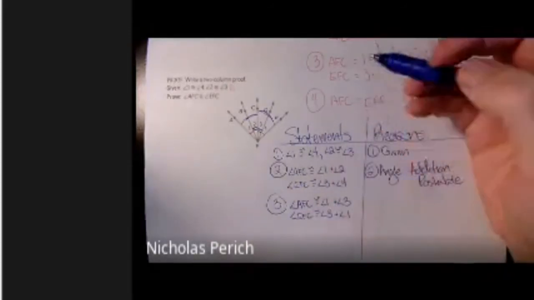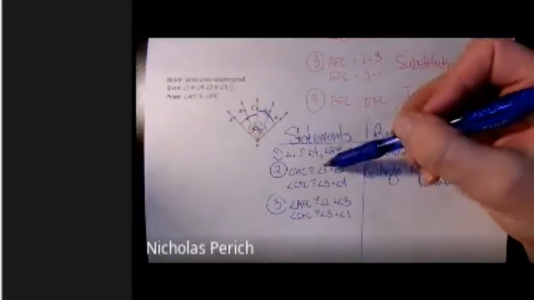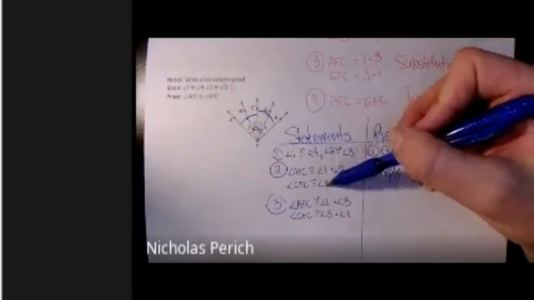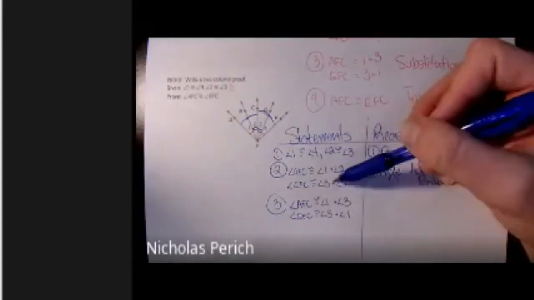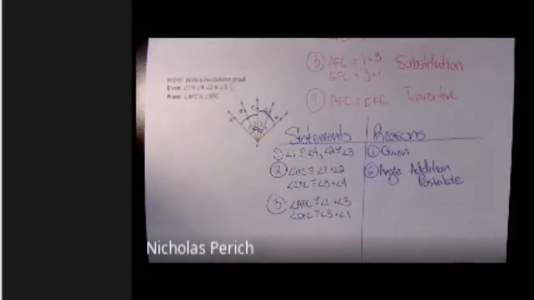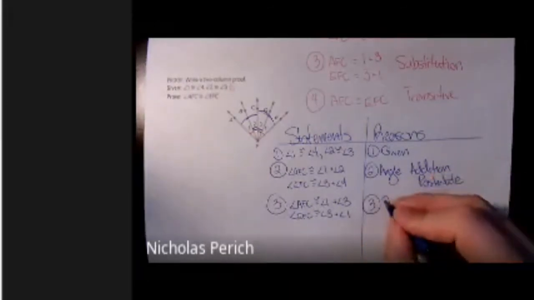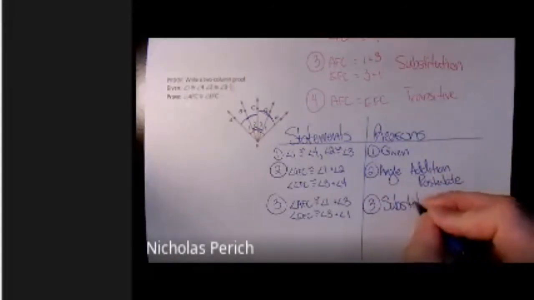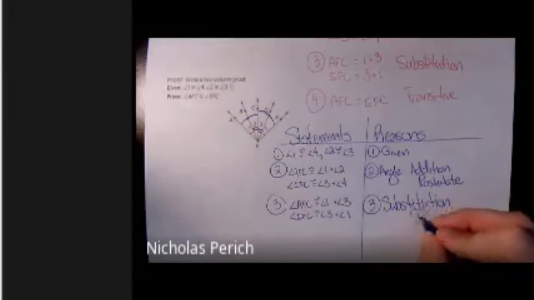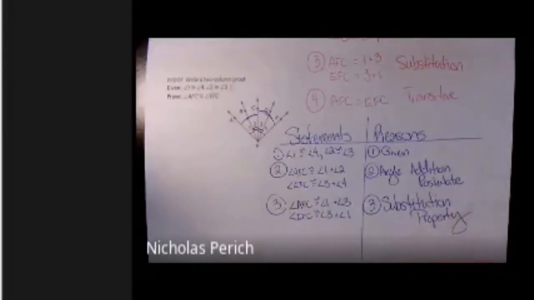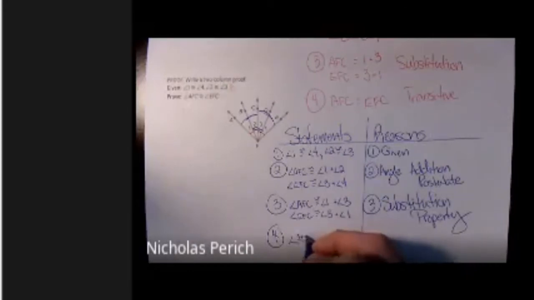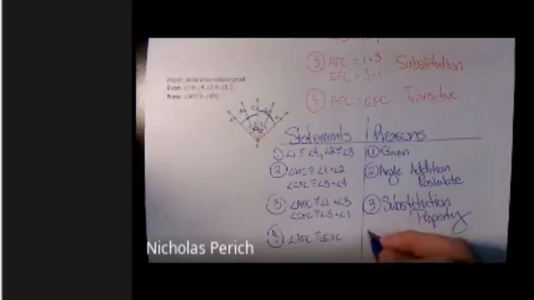And if you're like, well, what if instead of 1 up here, I made that 4, and instead of 3, I made that 2, so I have 2 plus 4 equals 2 plus 4? That would work too. And you'd get the same answer in the end because 2 plus 4 equals 2 plus 4. This is the substitution property because I substituted. And then since this guy equals 1 plus 3 and that guy equals 1 plus 3, they equal each other. AFC is congruent to EFC. And that's the transitive property.